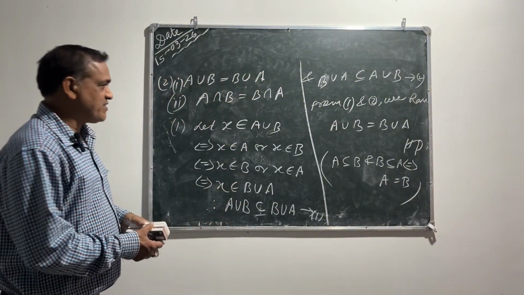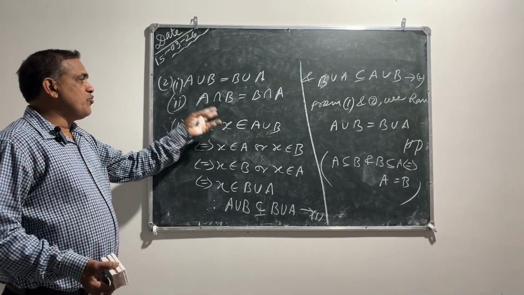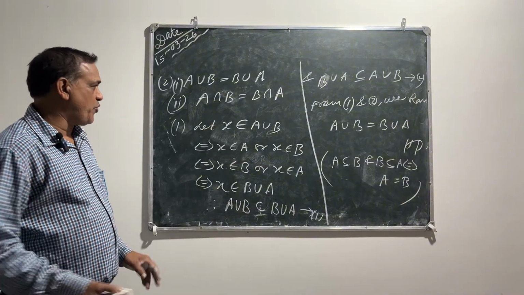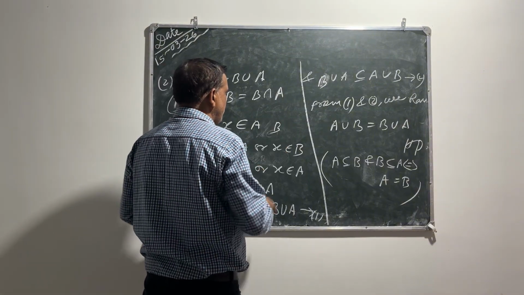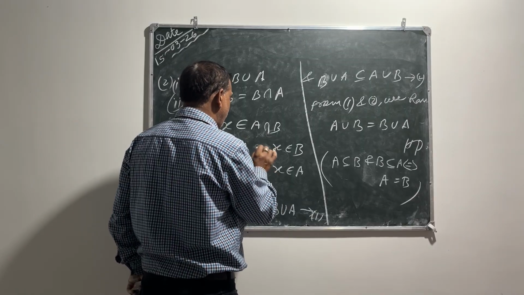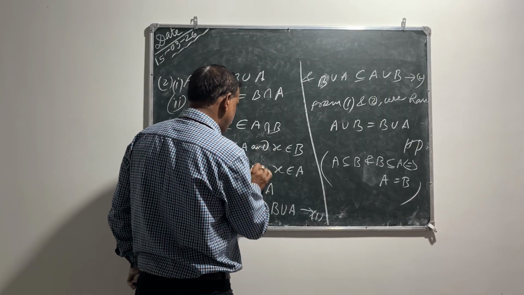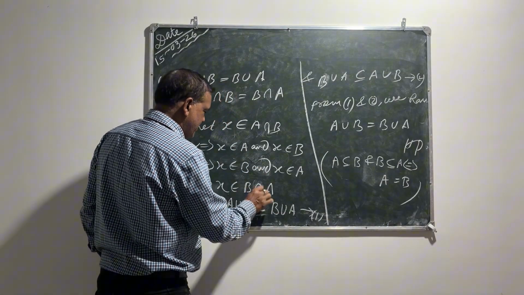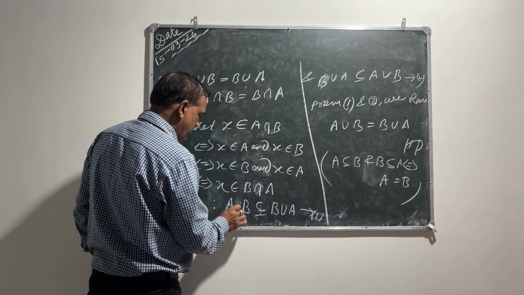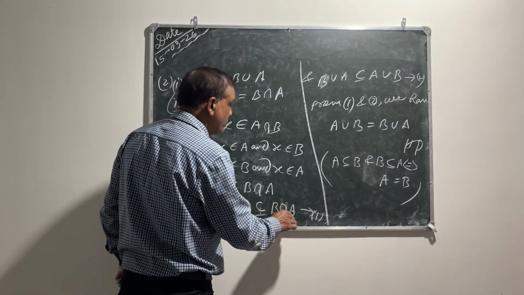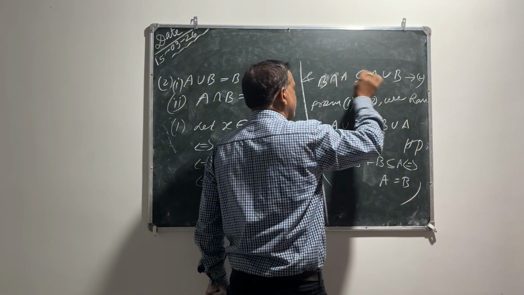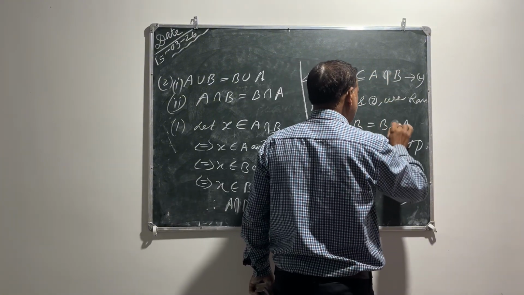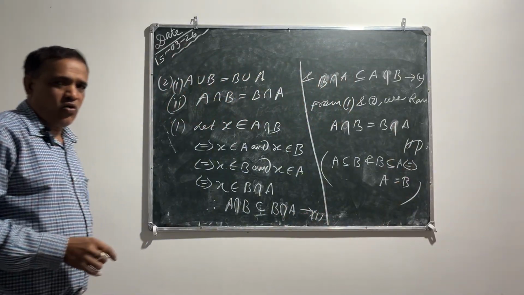So in case of intersection, if we replace union by intersection and or by and, the second one can be proved easily. That is, say A intersection B, we can replace or by and, and replace union by intersection. In this way you can show the second one also.